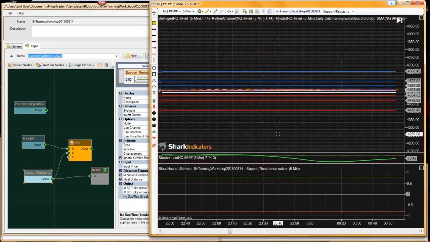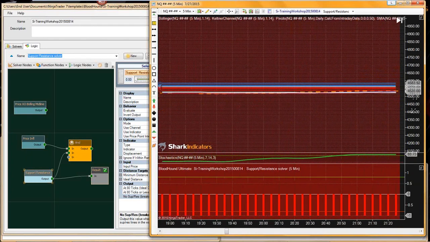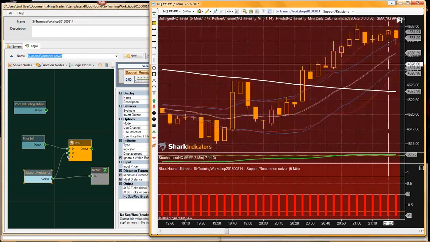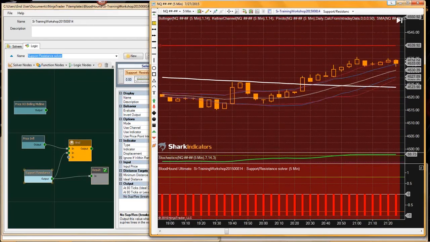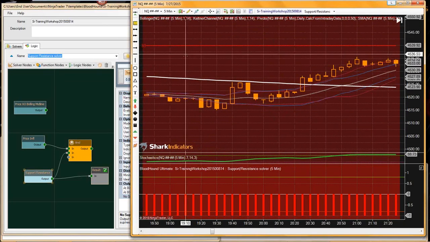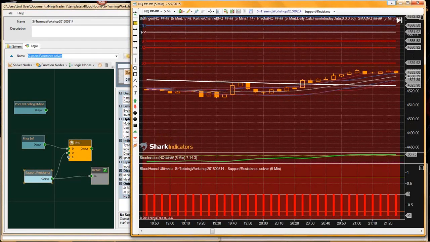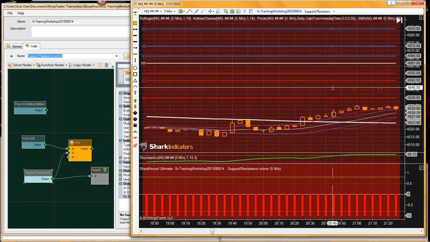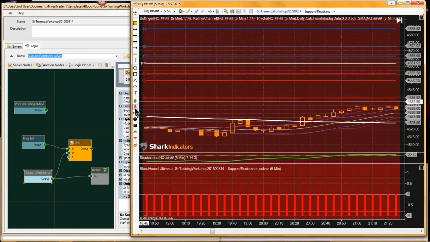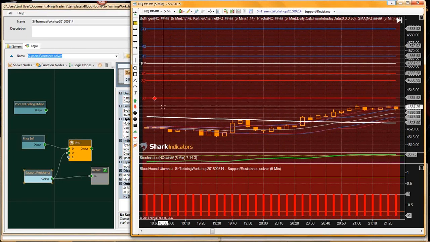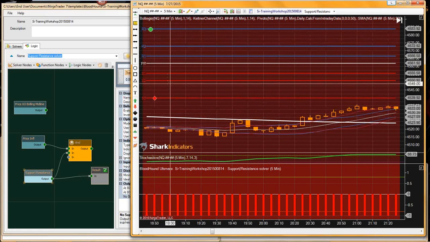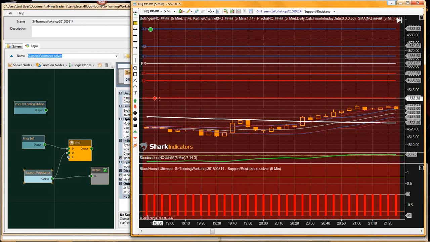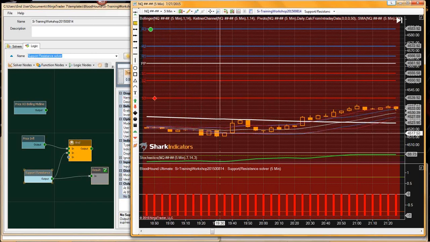Oh, here we go. Great. I found a day where that happens here. So here's S3. Let me shrink this up a little bit. There we go. All right, so here's S3 and R3, and we can see price is below our last support line.